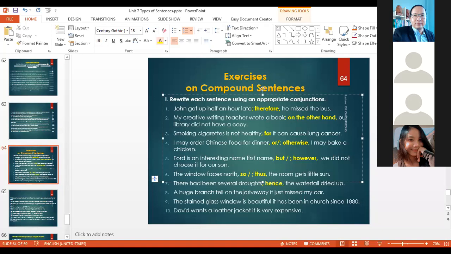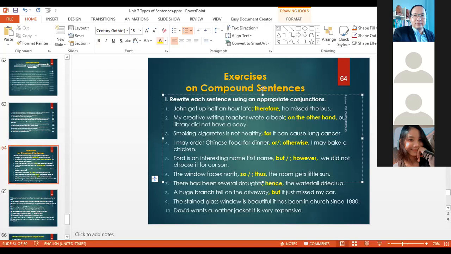How about number 8? A branch fell on the driveway. What word is it here? It just missed my car. "But", it just missed my car. Yeah, "but", or we can also use "and", no problem. We can use "and" or we can use "but". We have 2 choices here. Okay, how about number 9?